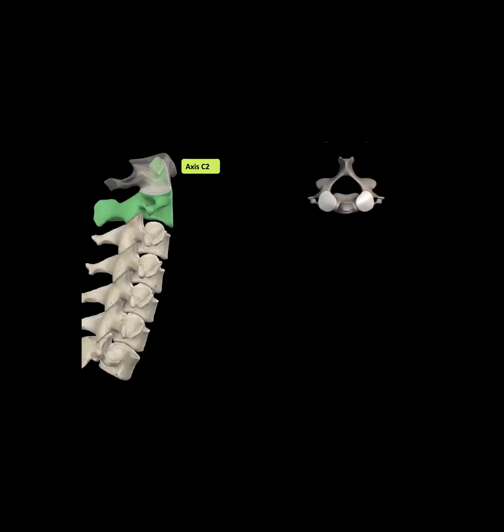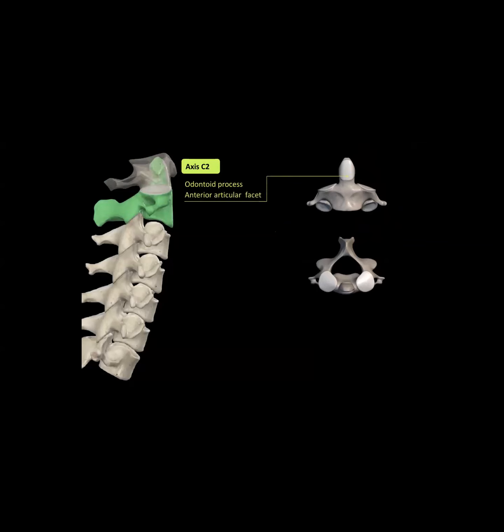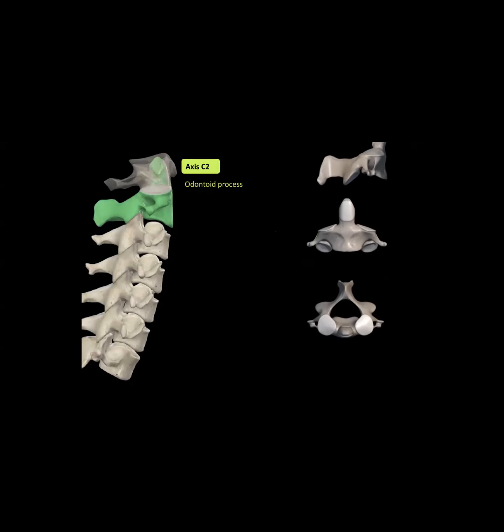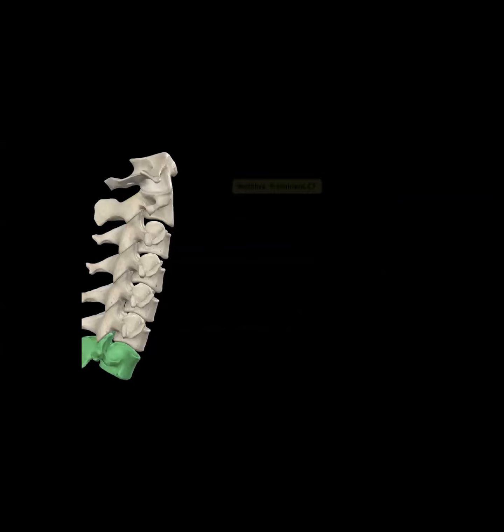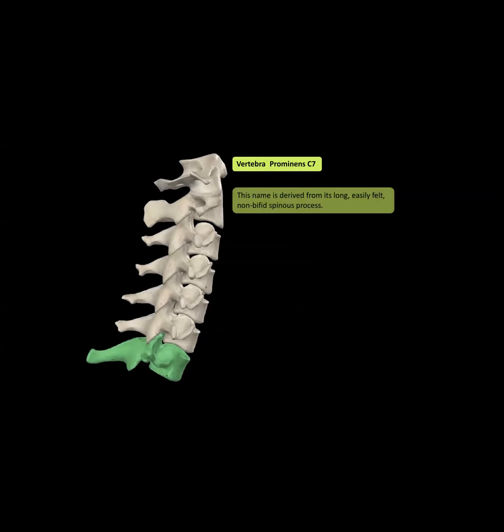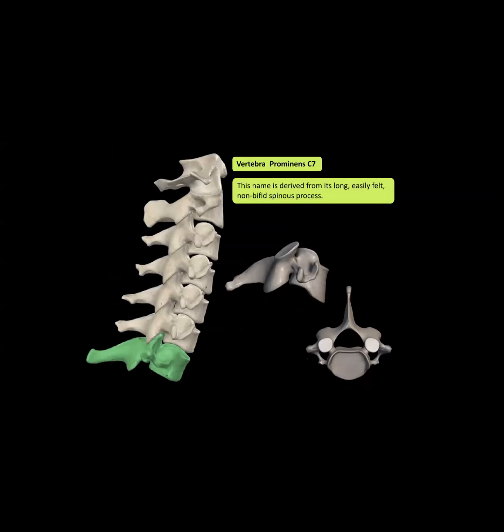The axis, C2, has a body and a posterior arch. The body has the odontoid process, which has an anterior articular facet and a posterior articular facet, plus superior articular processes and inferior articular processes. Vertebral prominence C7: its name is derived from its long, easily felt, non-bifid spinous process. Its foramen transversarium is small or absent and usually transmits only vertebral veins.